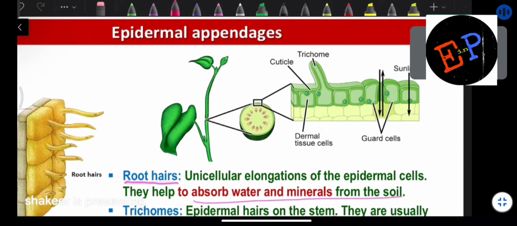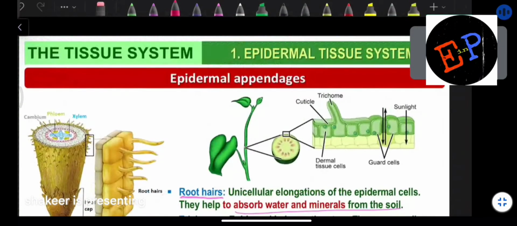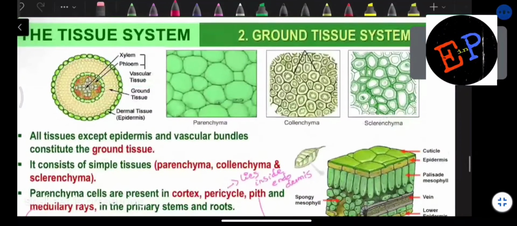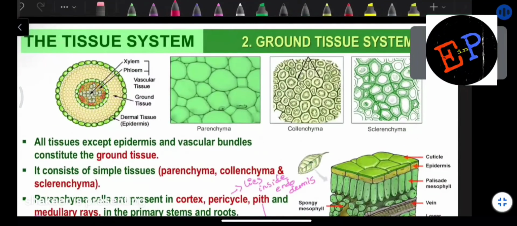What is meant by transpiration? Evaporation of water from the plants is called transpiration. Clear? So transpiration can also be prevented by trichomes. So this is the function of epidermal appendages in the case of plants. Clear? Now we are studying the ground tissue system.